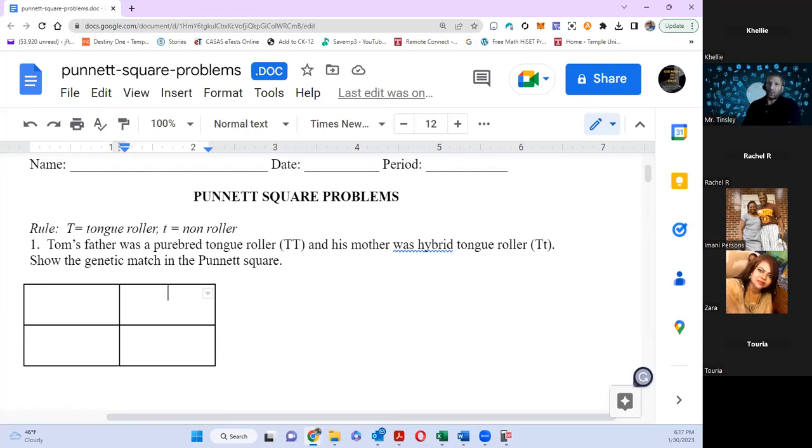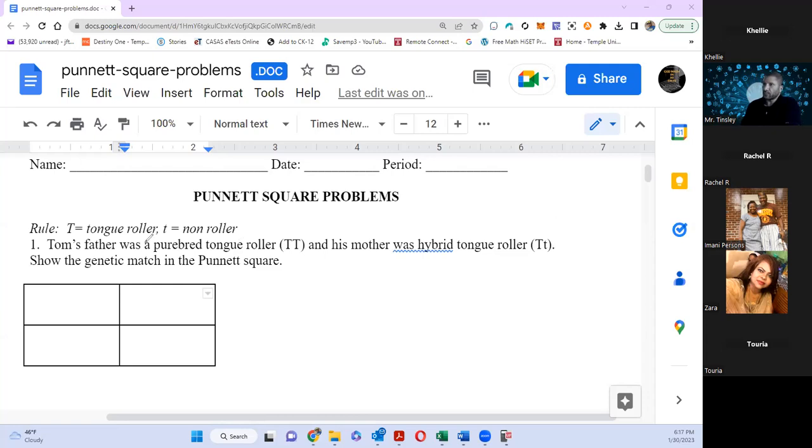Let's look at this question here. It says, Tom's father was a purebred tongue roller. That means both of his genes are dominant, because they're capital T's. His mother was a hybrid, or heterozygous, because they're different. A hybrid tongue roller has a dominant and a recessive gene. The dominant genes are capital letters. The recessive genes are lowercase letters.